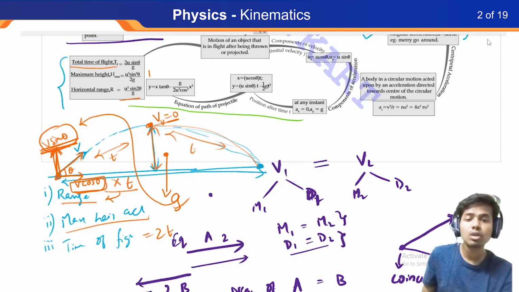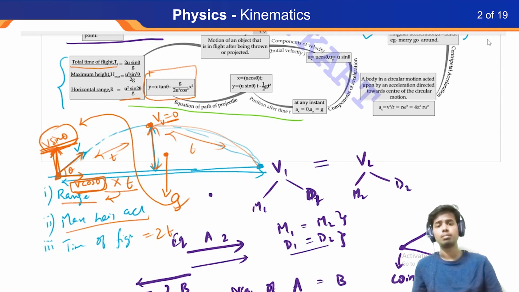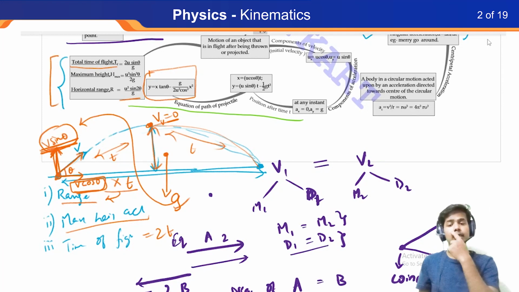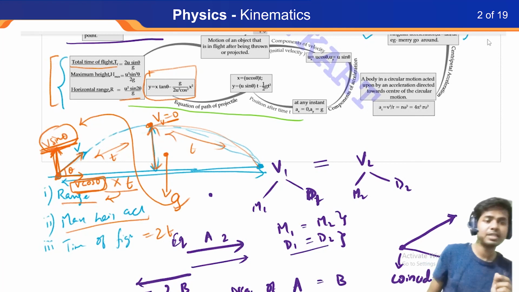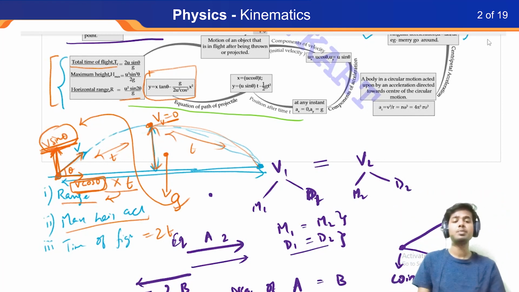The equation for the motion is not really that important, but these three things are. And most importantly, the three equations of motion that I discussed previously, if you have that very well revised and very well practiced, you will not miss any problem in this chapter.